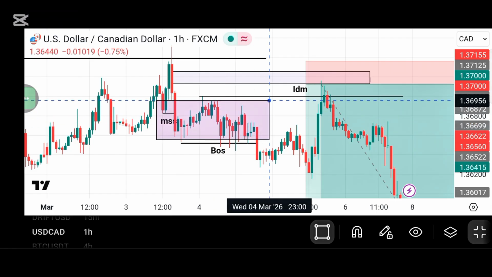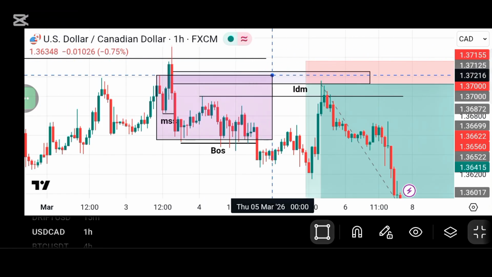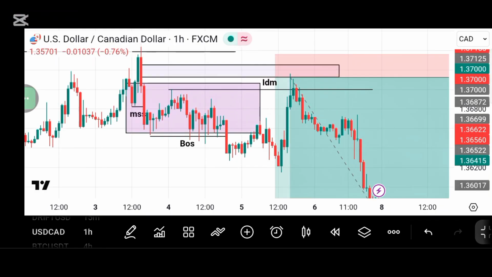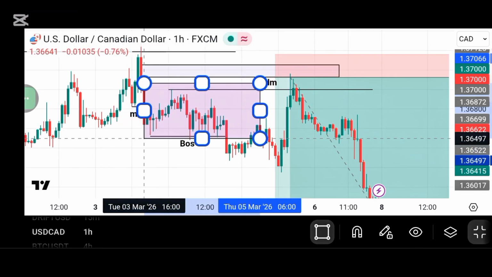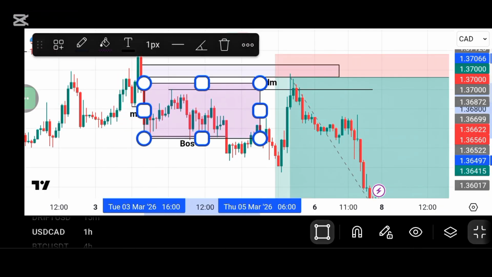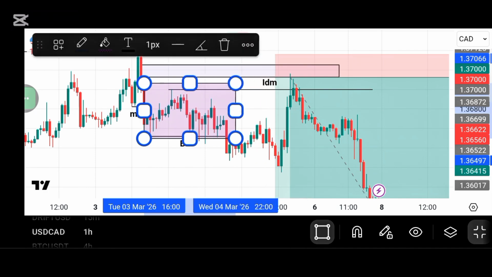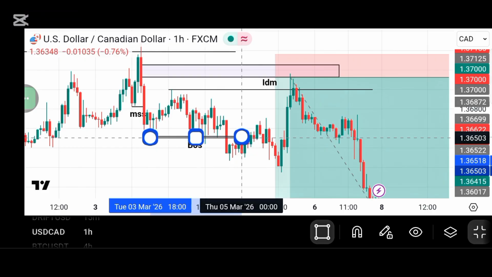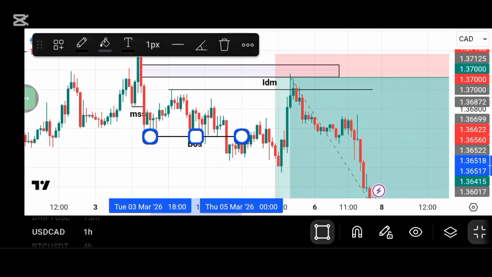I'm not seeing enough momentum to push price down. If I want to sell, I want to be in a market that is moving with momentum, just like this here. So if I want to sell, I would not want to be stuck in a consolidating market like this. So I just waited for price to break this low. I was waiting for a break in this low before I could sell.